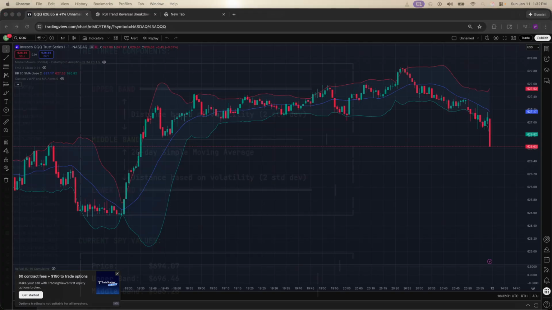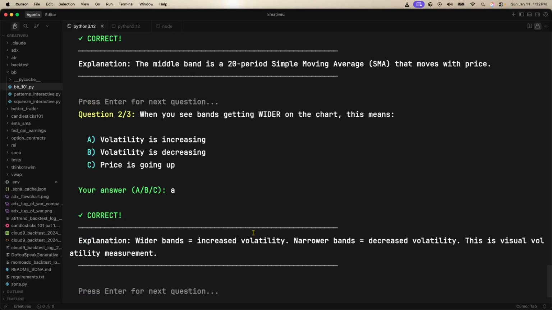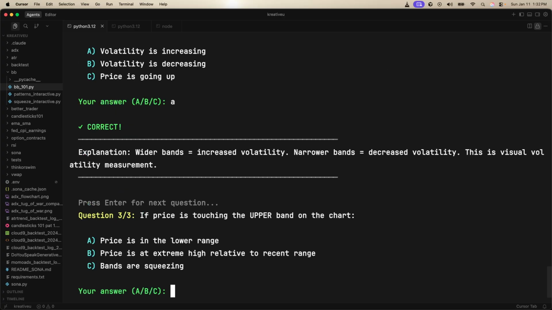So let's go ahead and go back to our questions. When we see the bands getting wider, we're seeing volatility increase, not decrease. We're seeing it decrease when it gets a bit tight. All right, wider bands equals increased volatility. Narrow bands equals decreased volatility. So the price is touching near the upper band of the chart. What does this mean? The price is in the lower range. The price is at the extreme high relative to the recent range.